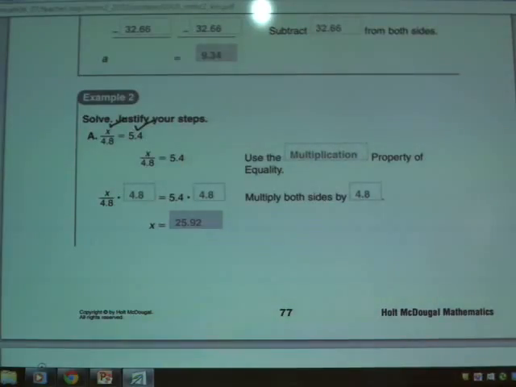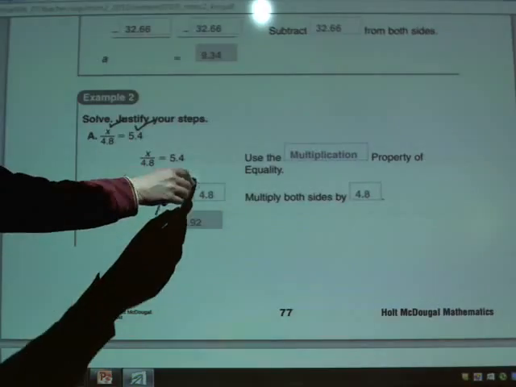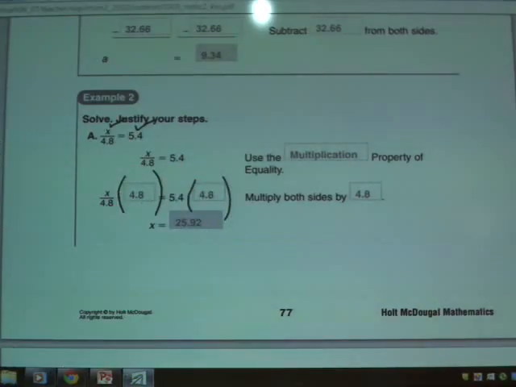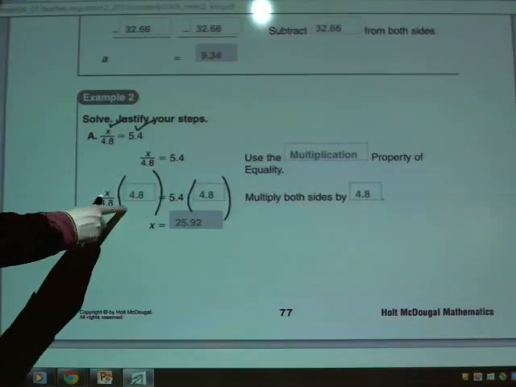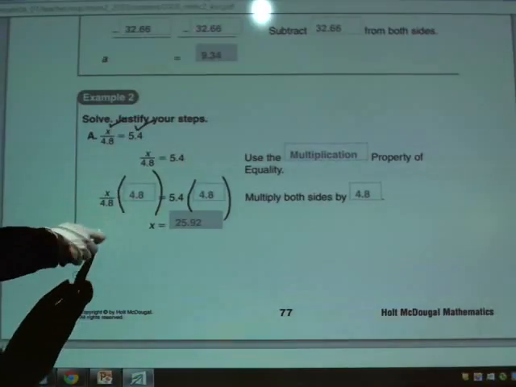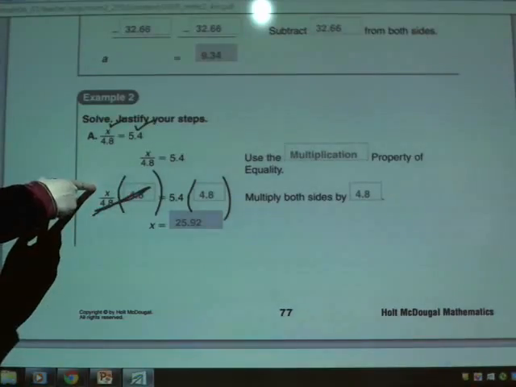Well, notice this question right now says I'm dividing by 4.8. I have to do the opposite, which is to multiply by 4.8. So I'm going to multiply both sides by 4.8. And again, the way you show that correctly is to show some giant parentheses that I'm multiplying both sides by 4.8. Notice here, this shows that I'm dividing by 4.8 and then multiplying by 4.8. Those are going to cancel each other out and leave me, my friend, the variable x.